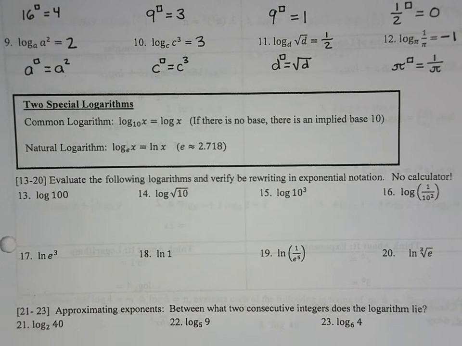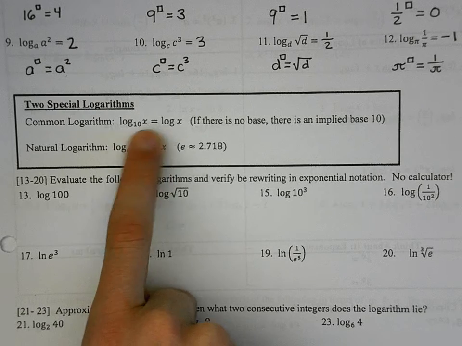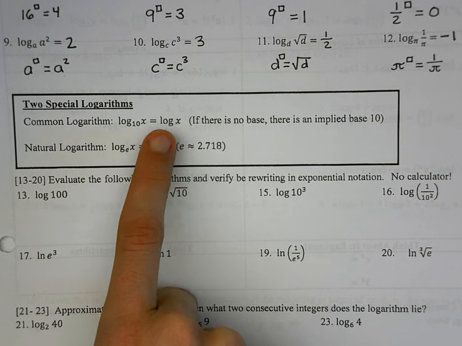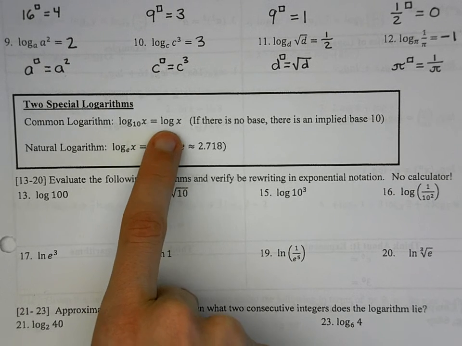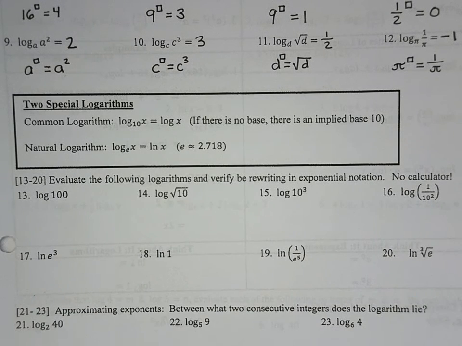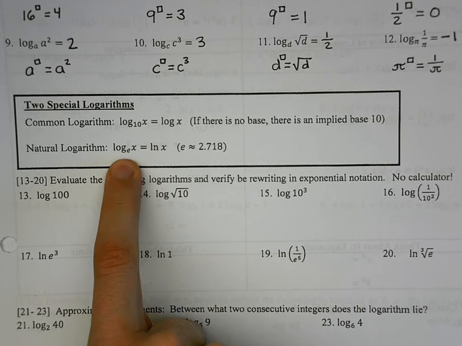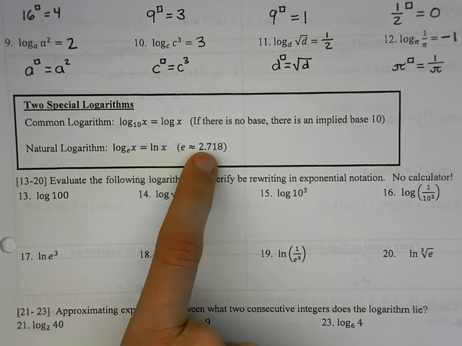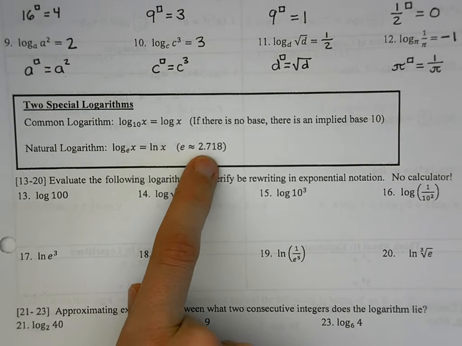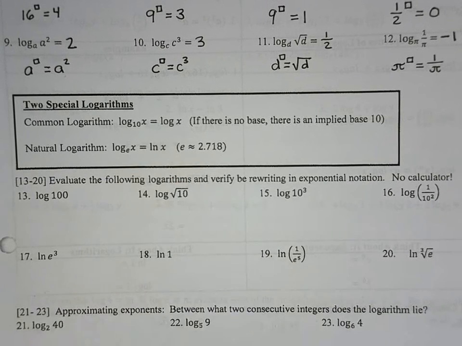Sometimes it will show up as log base 10, but other times when you see this, you need to automatically recognize that this means the base is 10. Our second special logarithm is the natural log, and this one is log base e of x. E, for the record, is not a variable, it's a number. It's a number of about 2.718.